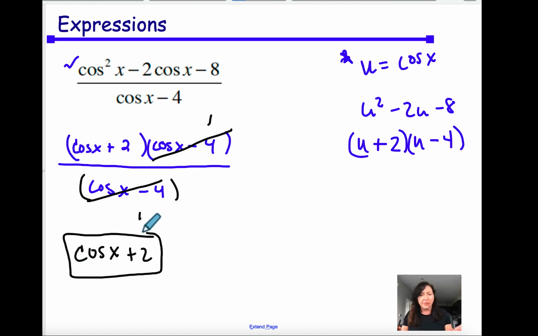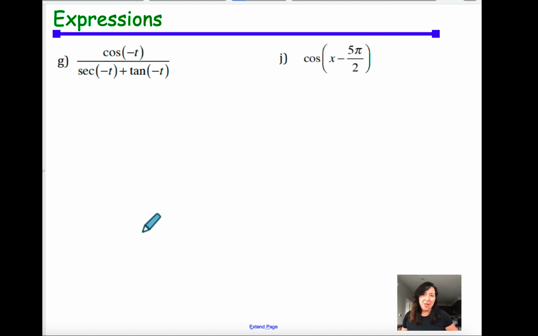I'm not solving this. Do not add a 0. Do not add an equal sign. If there is no equal sign to start with, do not add one. Okay? All right. These are 2 more expressions. No equal signs. This one's a little bit different than what we've done.